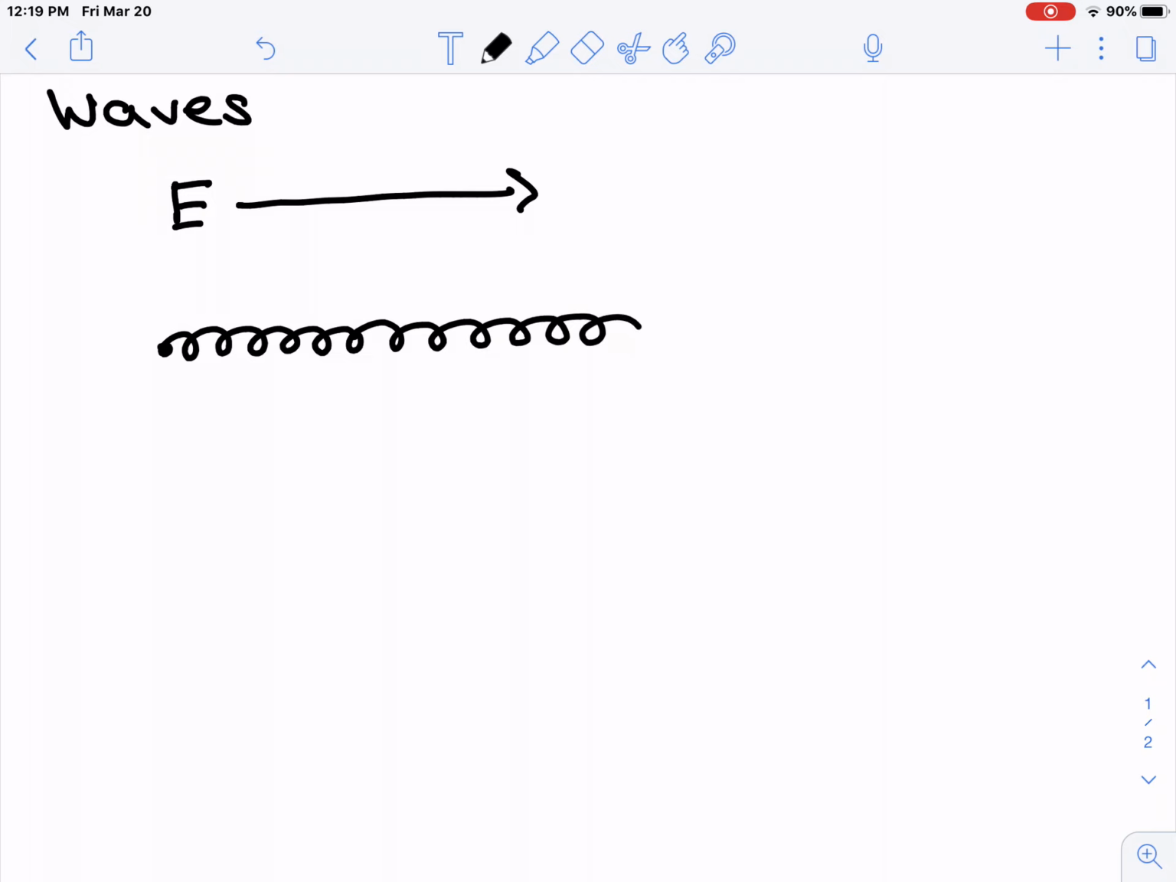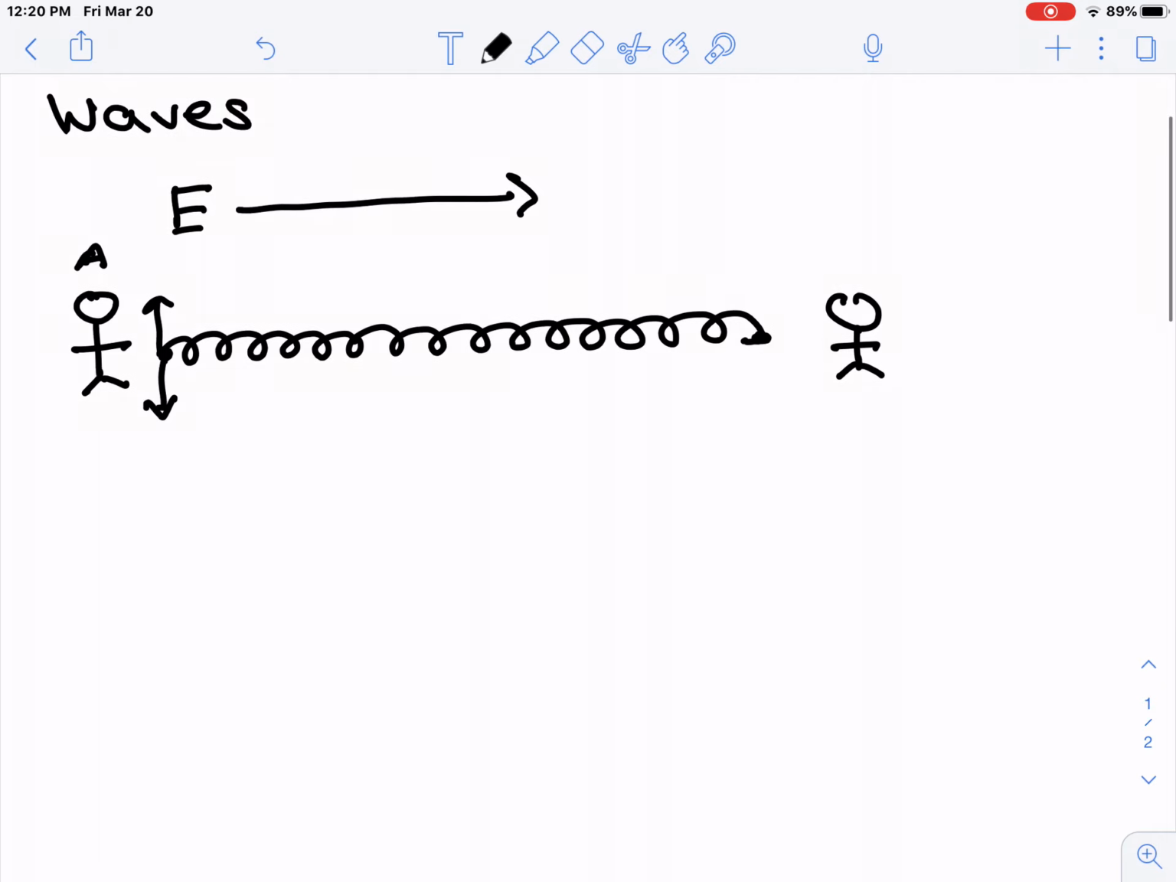And to represent this, I have a slinky. Here's my slinky, and two people on each side. And person A moves this side of the slinky up and then down, and then does it again. Now what he's doing here is an oscillation, up, then down, then up, then down again. What that does to the slinky is it creates a wave pattern, something like this.